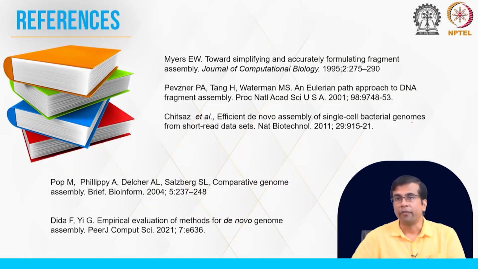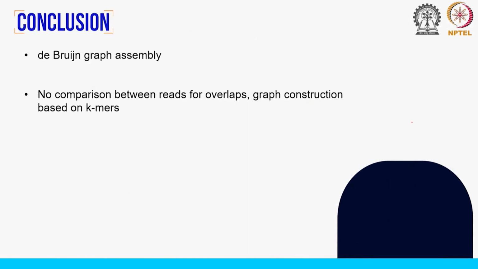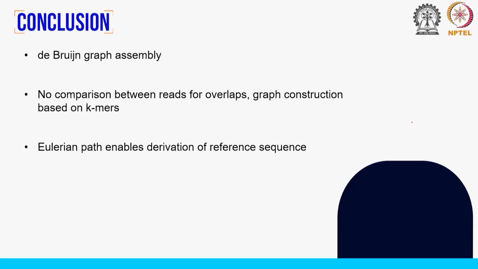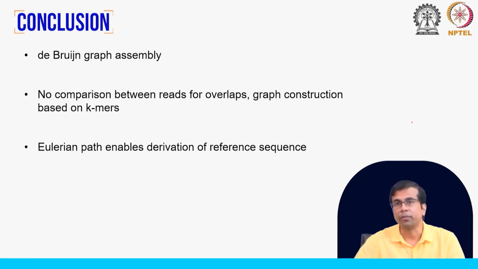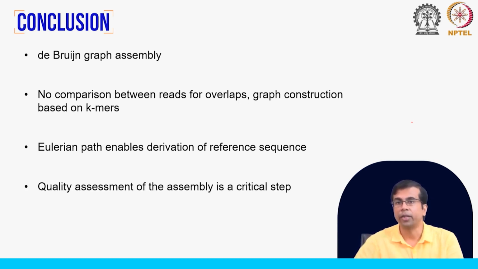Okay, so here are the references for this class, and to summarize, we have extensively discussed De Bruijn graph assembly. We have seen that it does not require any comparison for overlaps. So it builds this overlap graph or multigraph using the k-1 mers in the data, and then we have seen that we can identify whether there is an Eulerian path, and this enables derivation of the reference sequence. And of course, we also talked about exceptions, so different scenarios where we cannot find an Eulerian path, or where there could be multiple Eulerian paths.